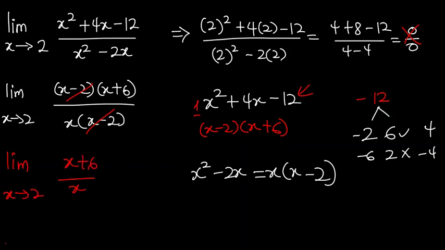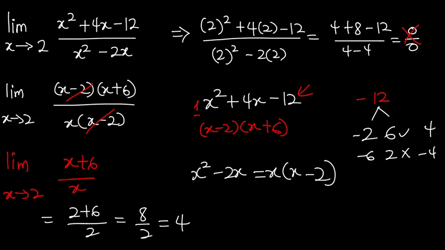X. Okay, so you can try the direct substitution at this point. And then you are going to have 2 plus 6 divided by 2, which will give us a value of 8 over 2, which will be equal to 4. So this is how to go about this type of questions.